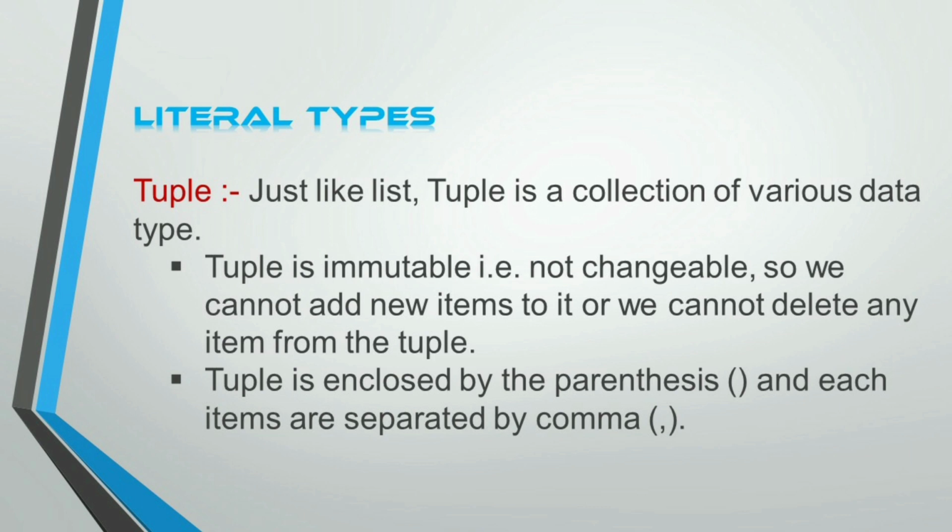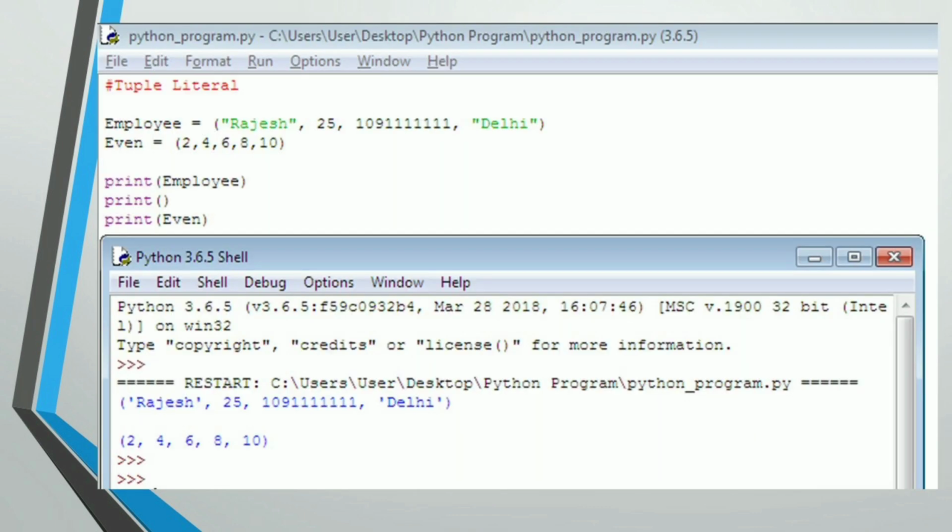Next is tuple literal. Just like list, tuple is a collection of various data types. Tuple is immutable, that is, not changeable. So we cannot add a new item to it, or delete any item from the tuple. Tuple is enclosed by parentheses and each item is separated by comma. You can see in Python IDE, a tuple is created with name employee. Another tuple with name even is also created here.